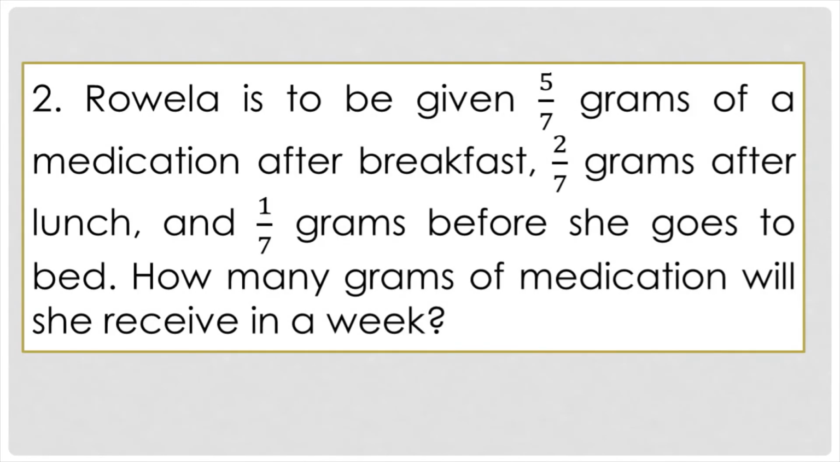For our next example, we have Ruella. Ruella is to be given 5 over 7 grams of a medication after breakfast, 2 over 7 grams after lunch, and 1 over 7 grams before she goes to bed. How many grams of medication will she receive in a week?